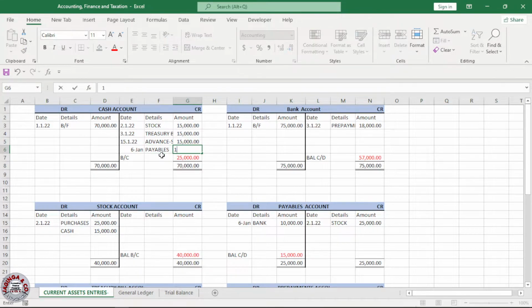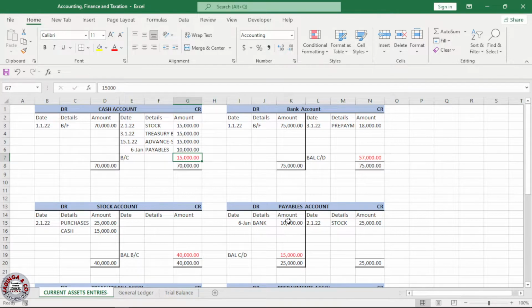Here again we also have 10,000. So we are crediting the cash account, so the value of that account is being reduced, being decreased. Initially we had 25,000, but after paying the bank 10,000, we reduced the amount in the bank.